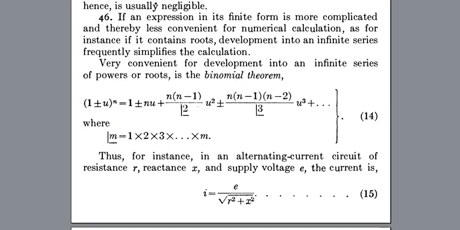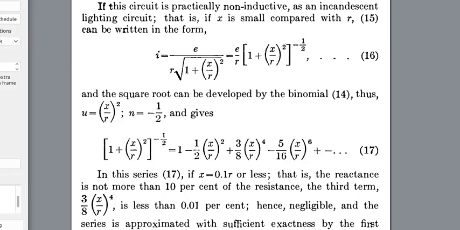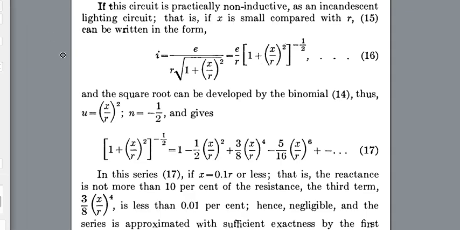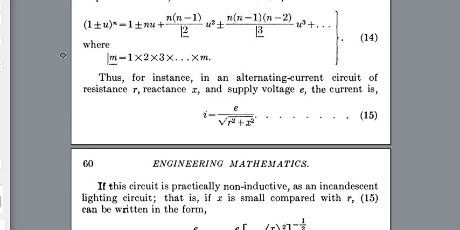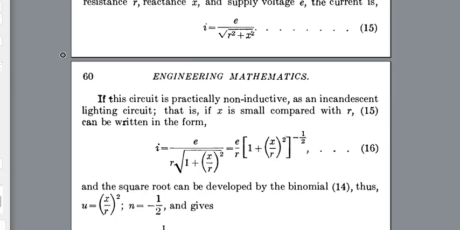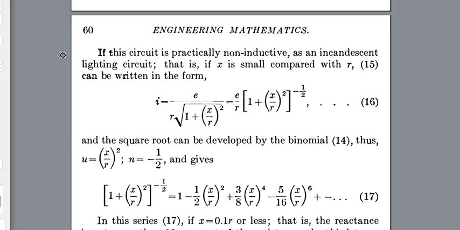Thus, for instance, in an alternating current circuit of resistance R, reactance X, and supply voltage E, the current is I equals E divided by the square root of the sum of R squared and X squared. If this circuit is practically non-inductive, as in an incandescent lighting circuit, that is, if X is small compared with R, equation 15 can be written in the form I equals E divided by the product of R and the square root of 1 plus the square of the fraction X divided by R, which equals E divided by R multiplied by the quantity 1 plus the square of the fraction X divided by R raised to the power of negative 1/2. And the square root can be developed by the binomial theorem 14.